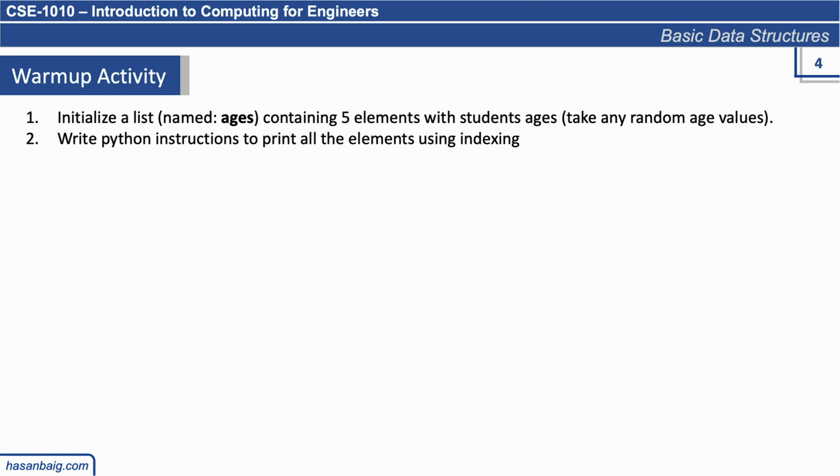Initialize a list named ages containing 5 elements with the student ages. Take any random age values, and maybe you can consider only taking integer values. And write Python instructions to print all the elements using indexing.